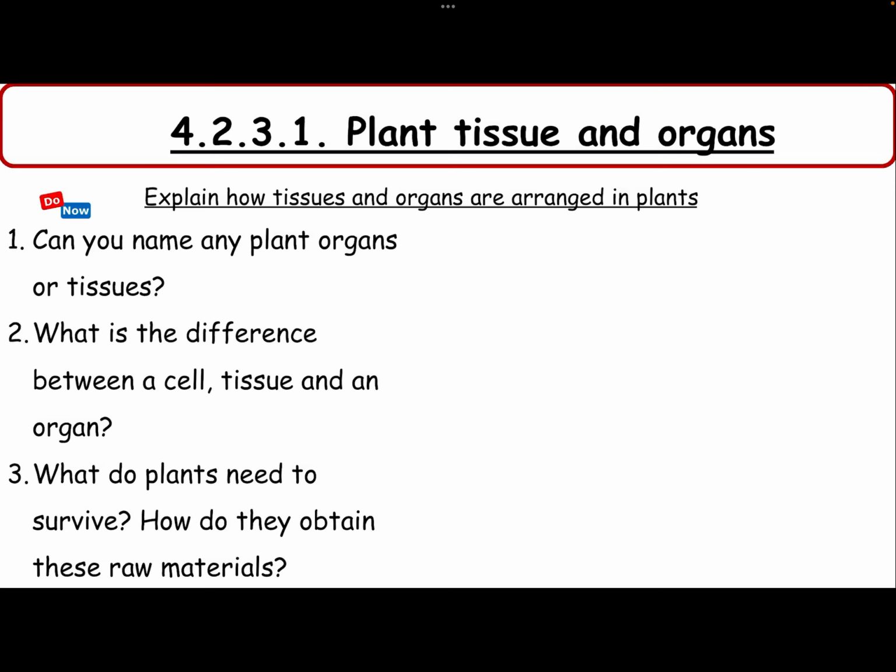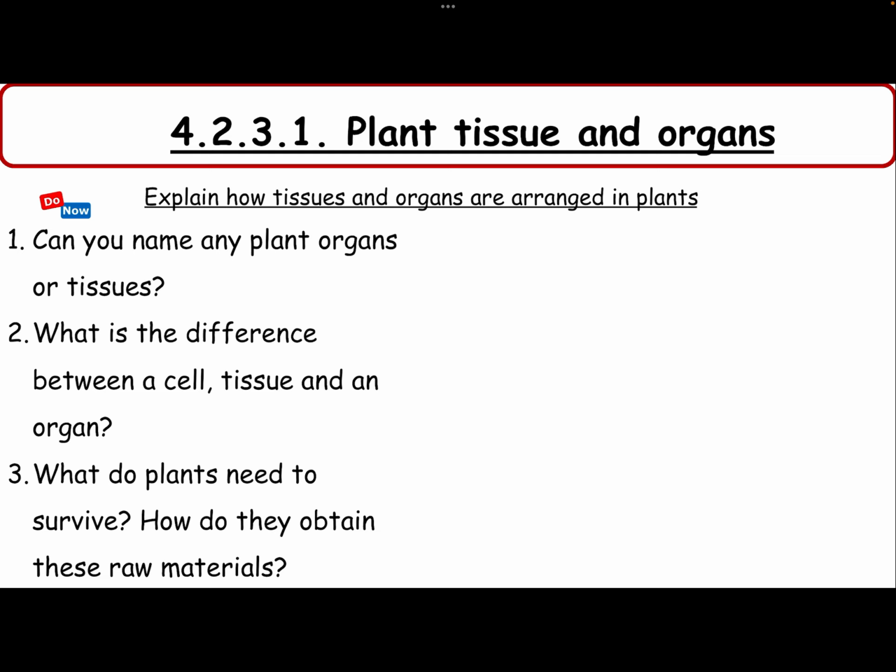In this video, we'll be looking at plant tissue and organs. Can you name any plant organs or tissues? What's the difference between a cell, a tissue, and an organ? And what do plants need to survive and how do they obtain these raw materials?